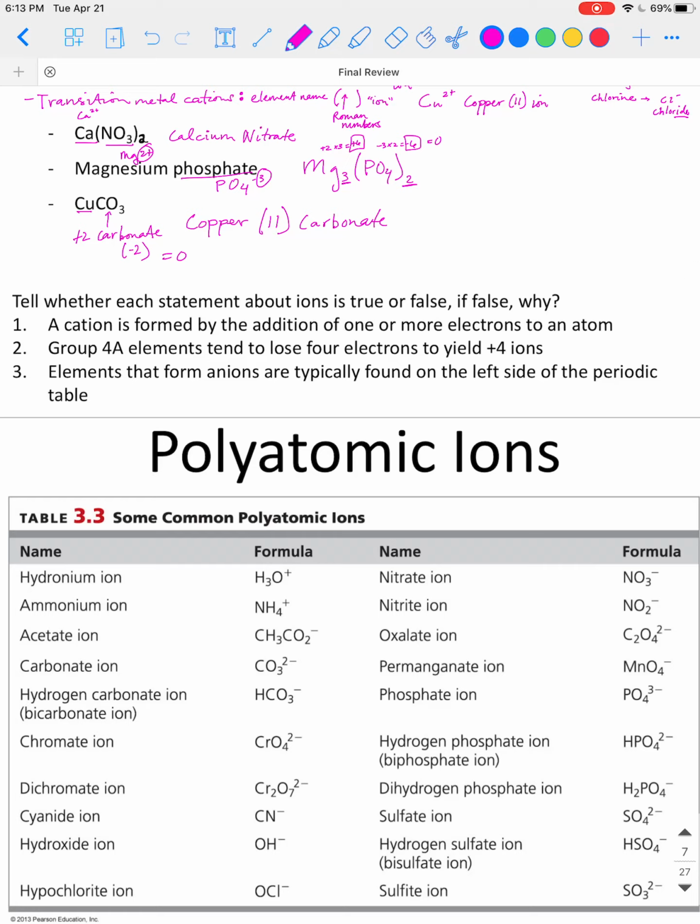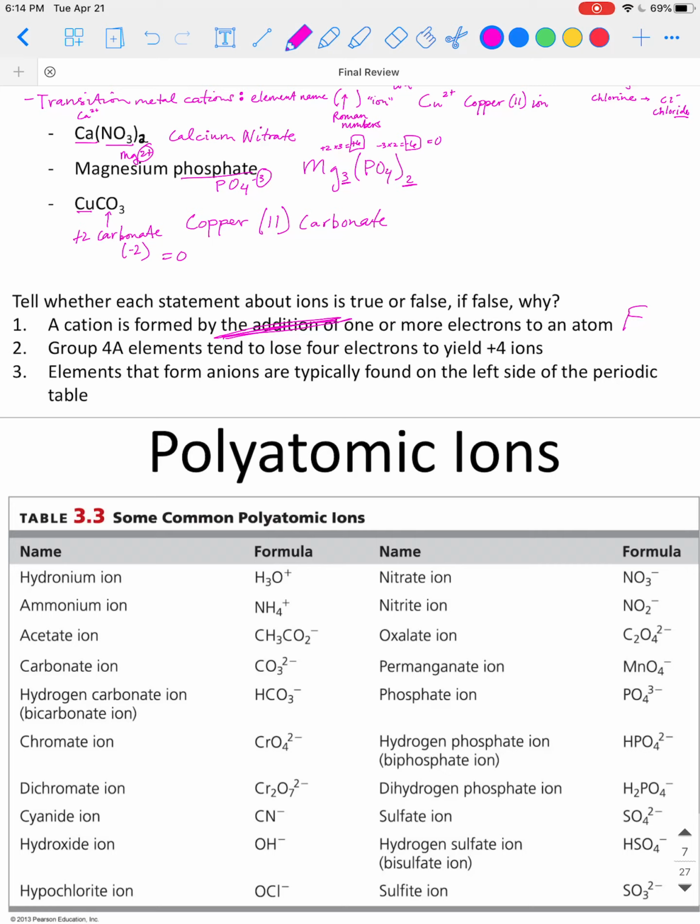That's naming. Lastly, here's a true-false to check your understanding of chapter 3. Number 1, true or false? A cation is formed by the addition of 1 or more electrons to an atom. Okay, that is false. Cations are positively charged because they give away electrons. They don't receive. You don't add electrons to cations. You add electrons to anions, or to elements that then become an anion. So this one's false.